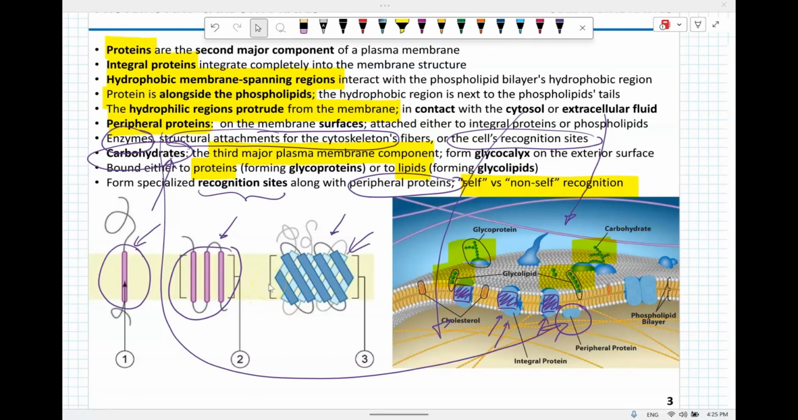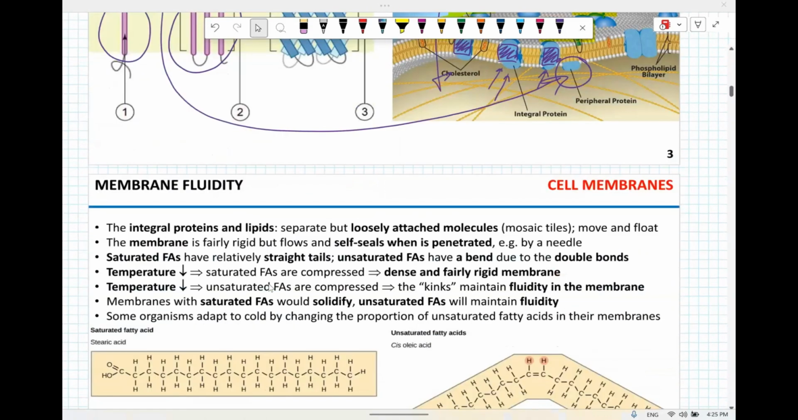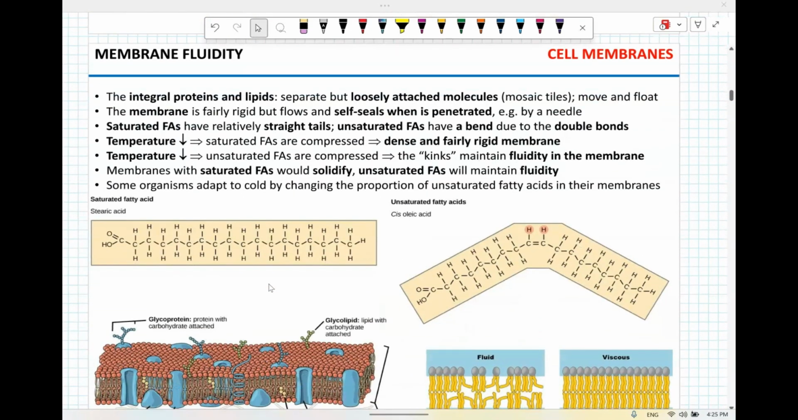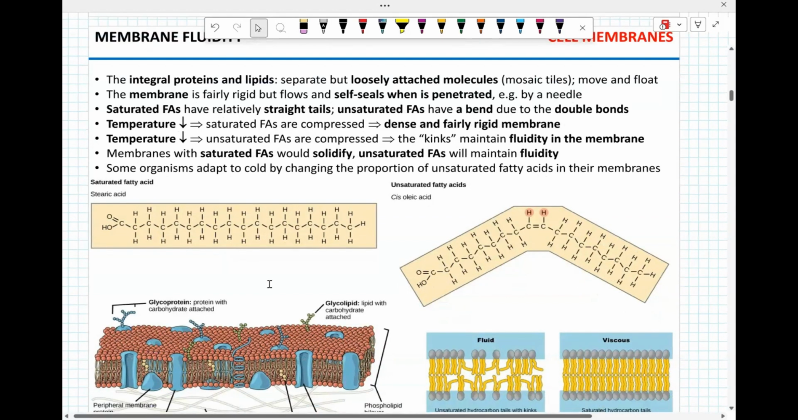So, how does a membrane regulate its own fluidity? And broadly speaking, what are the factors that regulate the fluidity of the membrane? Well, first of all, the membrane itself, as we mentioned before, is not rigid. However, it maintains its structure pretty successfully. The membrane is fluid.